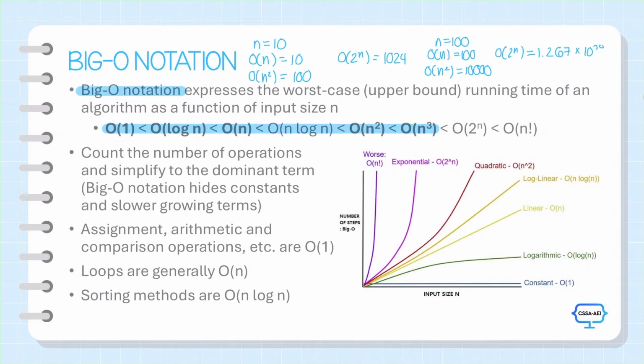So how do we determine big O? We're just going to count. We're going to look at our code, count the number of operations it takes, and simplify it to its fastest growing term, its dominant term. Big O notation hides the slower growing terms and constants. For example, if our code took 2n plus 8 operations, that would just simplify to O of n. Now, why is this the case?